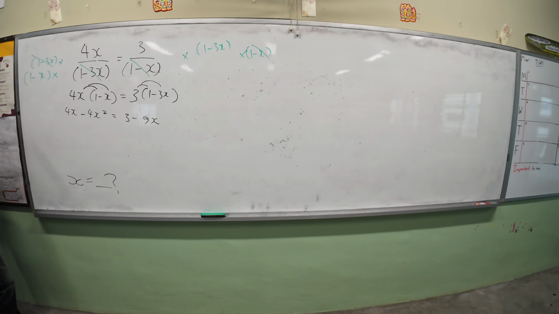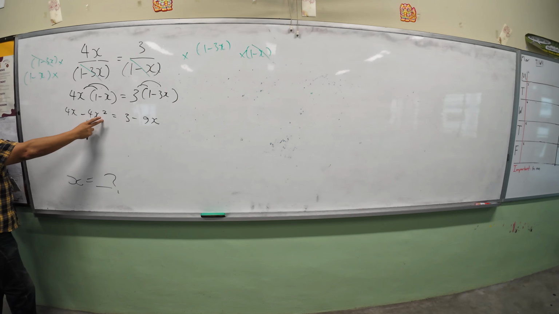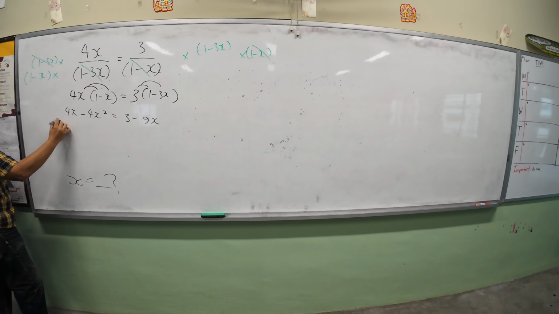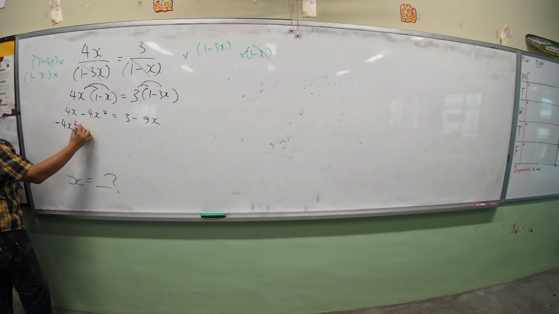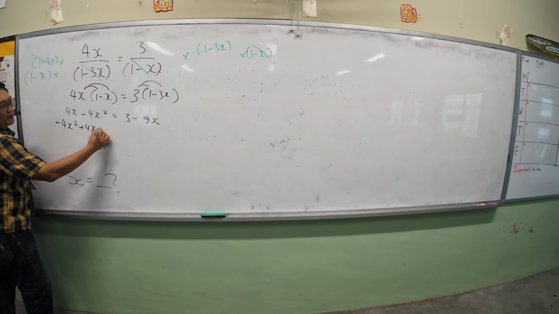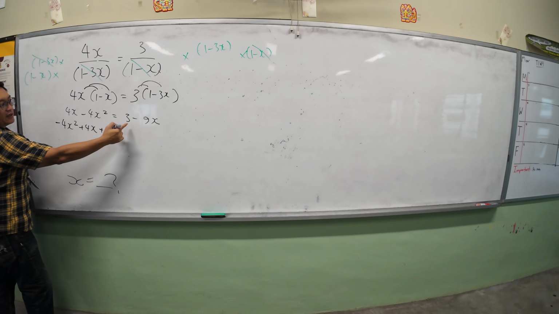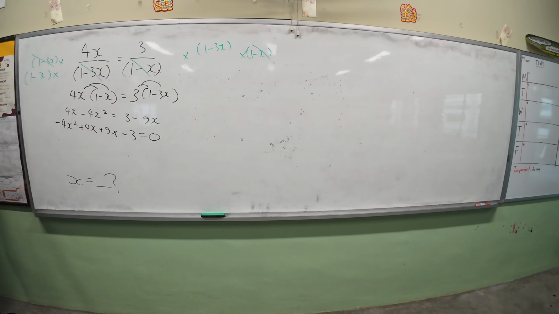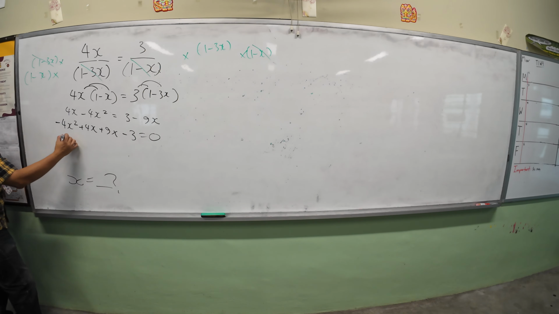Then put all my items. Now I see got x squared. So I must put all my items on the left, put right hand side 0. Then I put my minus 4x squared in front. I still have a plus 4x. This one move over become plus 9x. This one move over become minus 3. Then I simplify.